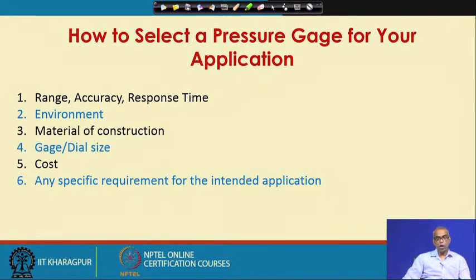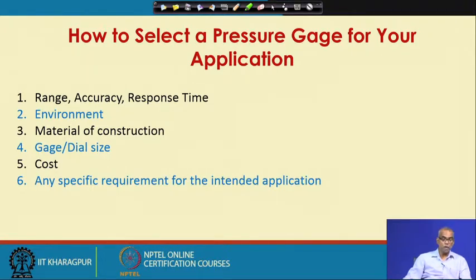Now, finally, how do I select a pressure gauge for my application? There is no single point answer to this question. You have to consider various aspects. The first thing that comes to our mind is the range of pressure, the accuracy required and the response time required. So, what is the range of the pressures, what should be the accuracy and what should be the speed of response. Accordingly, we must select a pressure gauge.